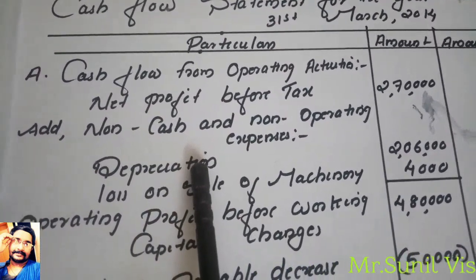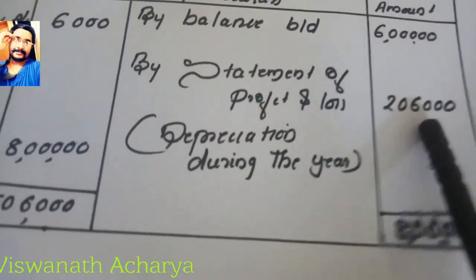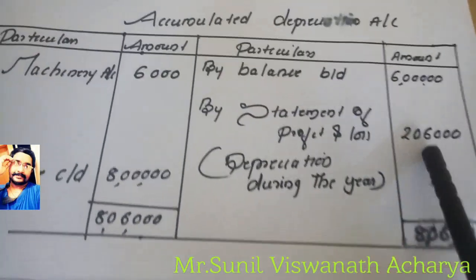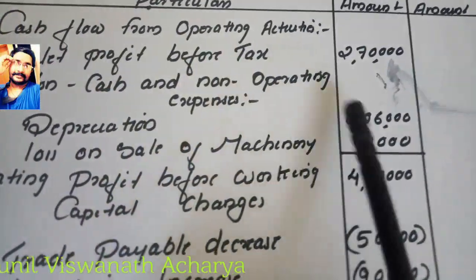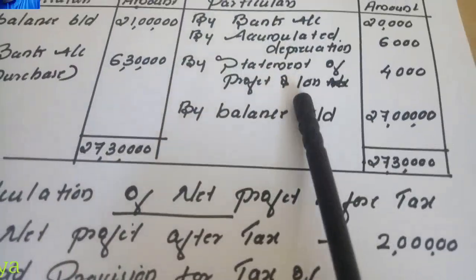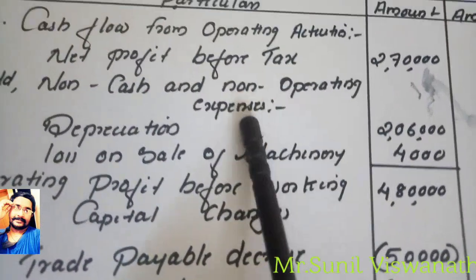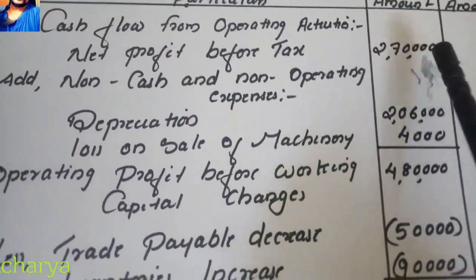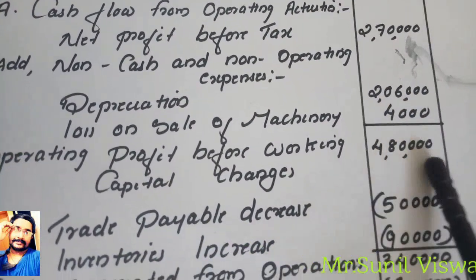Then we have to add non-cash and non-operating expenses. In this question, depreciation. When you prepare the machinery account, we got the depreciation, as accumulated depreciation account. We got the depreciation this year as 2,06,000 in the accumulated depreciation account. So this is the current year depreciation that we have to add here. Add depreciation 2,06,000. Then loss on sale of machinery. When you sold the asset, at that time we got a loss of 4,000. That loss on sale of machinery is also a non-operating expense. So 4,000 we also added. So 2,70,000 plus 2,06,000 depreciation plus loss on sale of machinery 4,000, we will get 4,80,000.